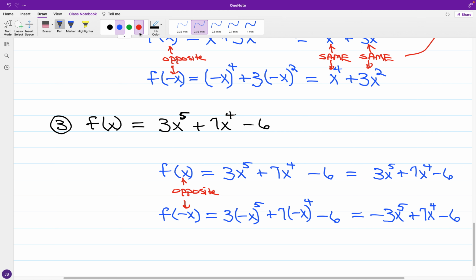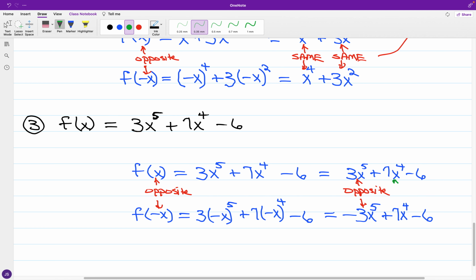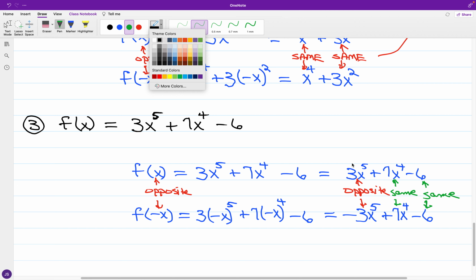For the first output terms, we got 3x to the fifth and negative 3x to the fifth. These are opposite, and had the rest of the terms been opposite sign, we would have had an odd function. But as it turns out, 7x to the fourth is positive for both f of x and f of negative x, and we have negative 6 for both as well. We don't have unanimously the same throughout, and we don't have unanimously opposite throughout.